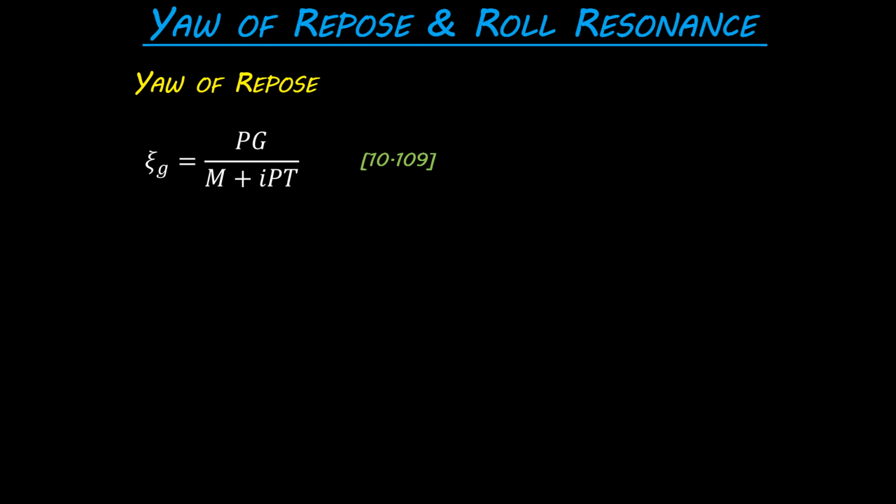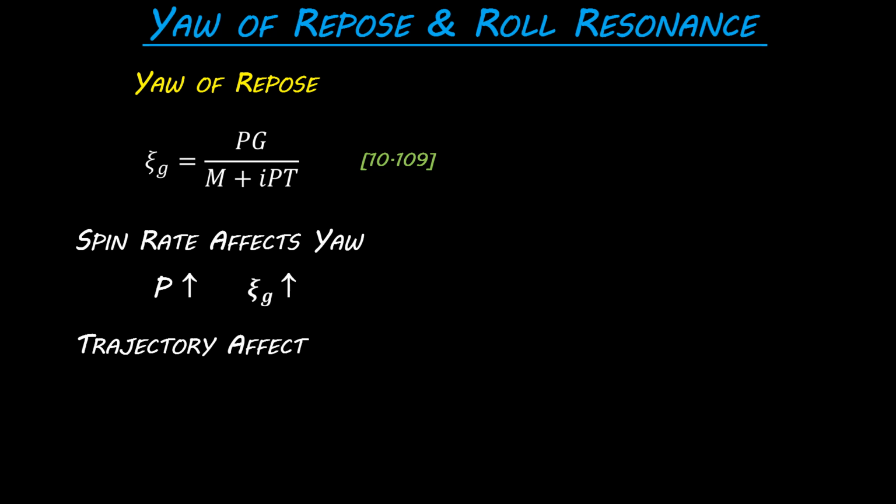Now, if we analyze this expression, some interesting things come out of it. One is we have to realize that the spin rate affects the amount of yaw. As our spin rate increases, the greater the yaw of repose is going to be. The trajectory also affects our yaw, and our maximum yaw happens at our maximum ordinate.